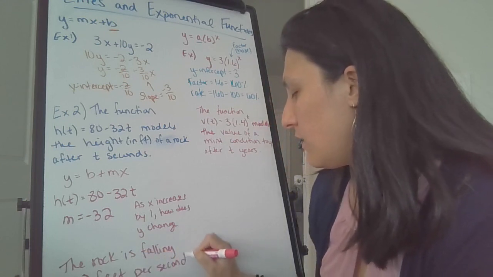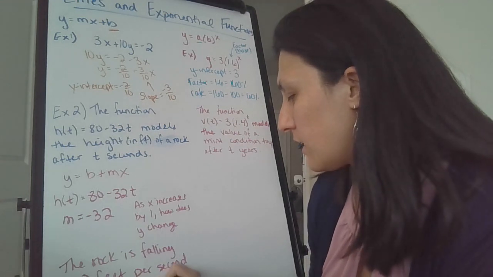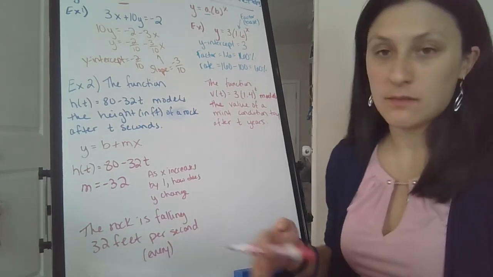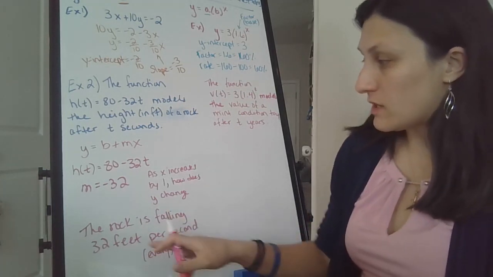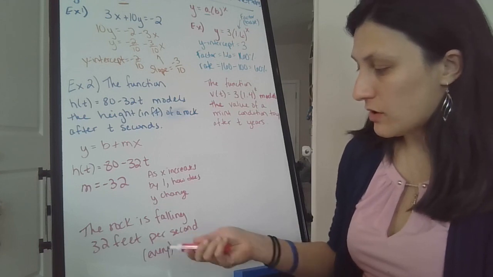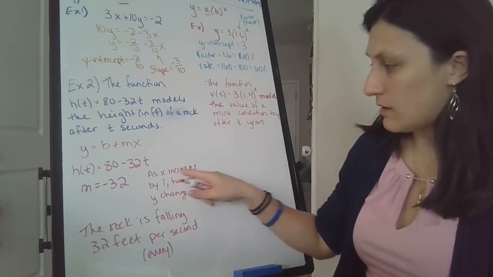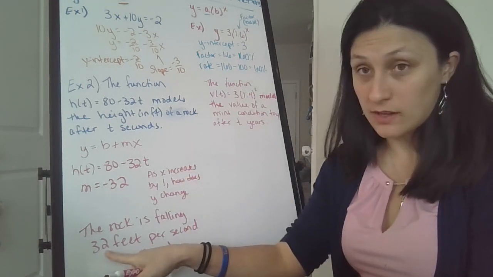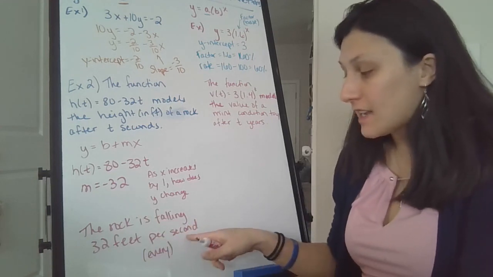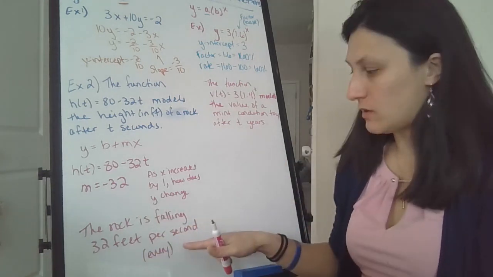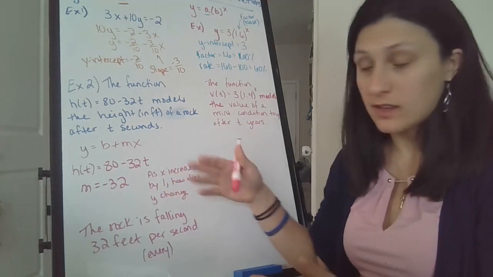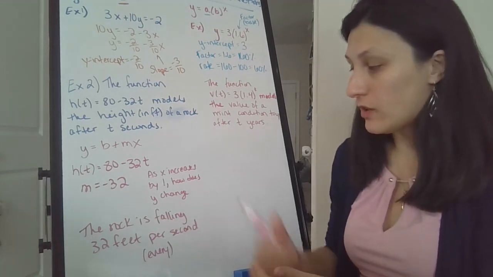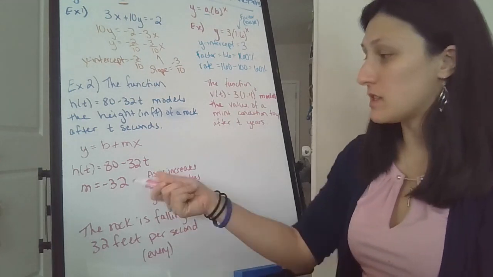You could say per second, or you could say every second, or you could say each second. All of those mean the same thing. So when you're interpreting a slope, it's really important to use those keywords per or every, because that's how you include this idea of x increasing by 1. You're saying, here's what y is doing with every 1 second increase, that's what it means to have x increase by 1 unit. In this case, x represents seconds. It represents the time. So this must mean the rock is falling 32 feet per second. That's what the slope means.